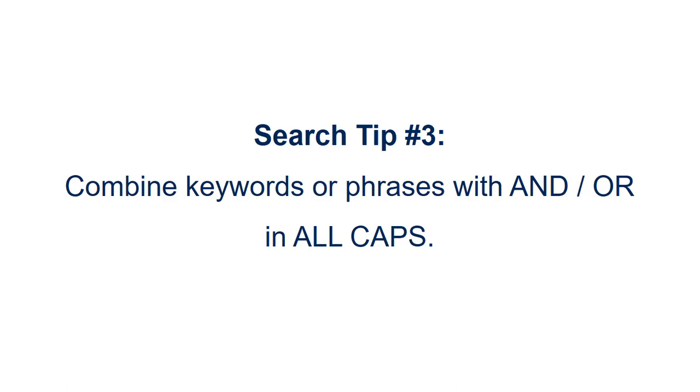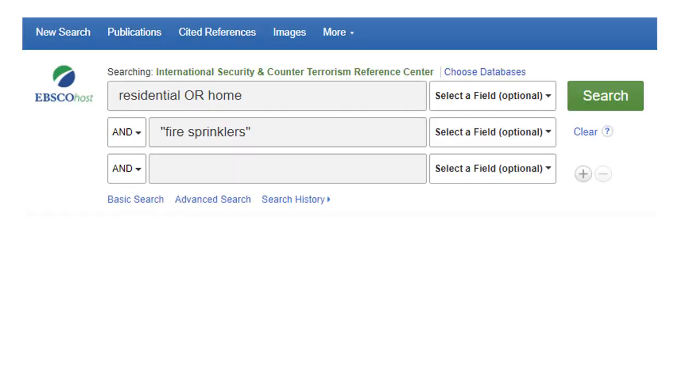Search tip number 3. Combine your keywords or phrases with AND or OR in all caps. The AND is set as the default connector that joins individual search lines, but you can always change it if it suits your purpose. Here's how the two connectors are different.